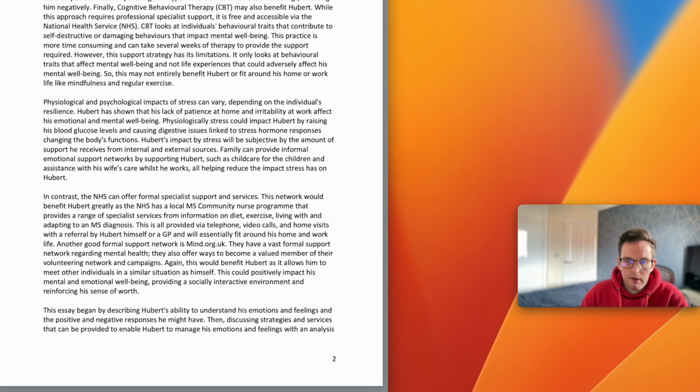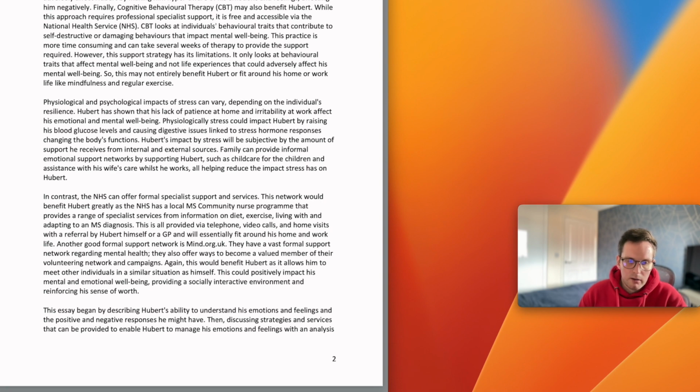Again, this would benefit Hubert as it also allows him to meet other individuals in a similar situation as himself. This could positively impact his mental and emotional well-being, providing a socially interactive environment and reinforcing his sense of worth. So on to the conclusion.